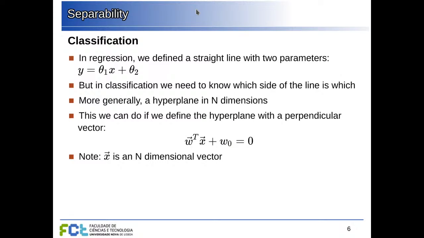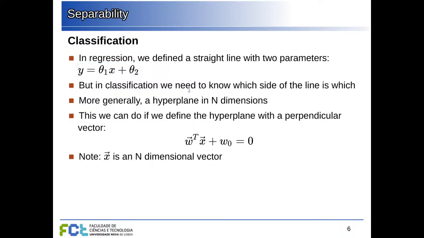Okay, so let's approach classification again as a linear problem, with a linear model. In regression, when we were doing linear regression with a straight line, with this formula, we had two parameters, θ1 and θ2, that defined the line that we were going to use to predict y, the continuous value, based on x.